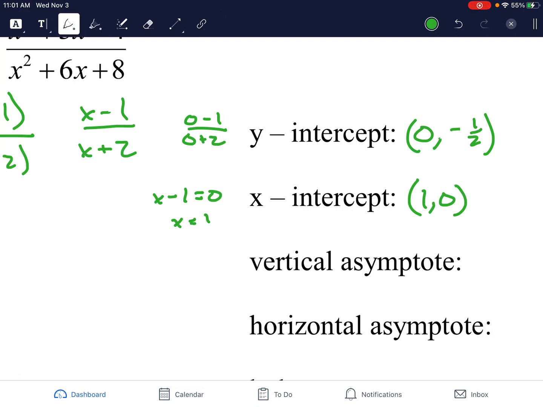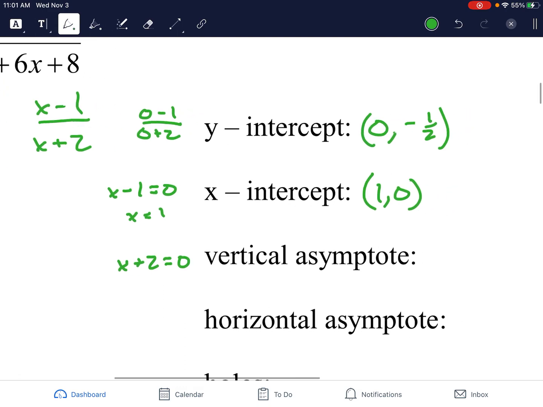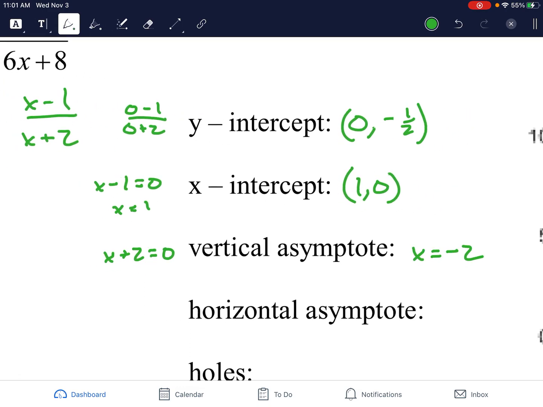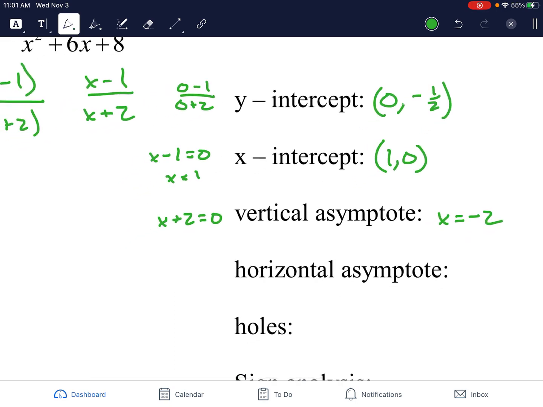Your vertical asymptote is going to be the denominator. X plus 2 is equal to 0. When you solve that, you'll get your equation of x equals -2. Your horizontal asymptote is the leading coefficients of the numerator and the denominator. In this case, that is x and x. And x divided by x is 1. So y equals 1 will be your horizontal asymptote.